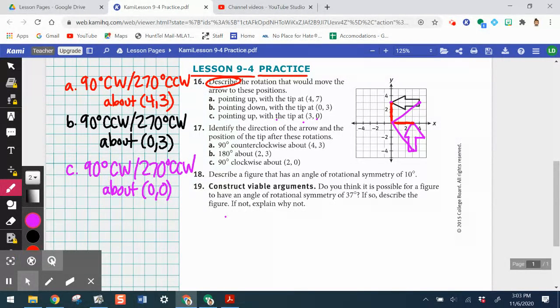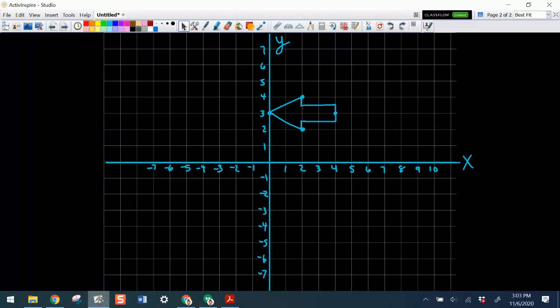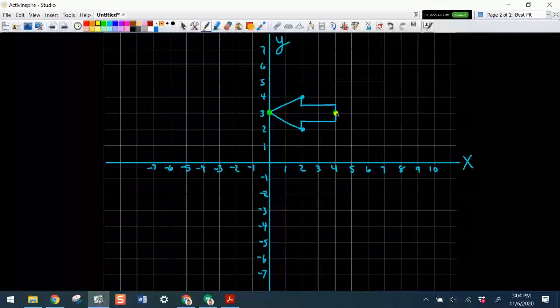So let's hop back to our other screen here. Still the same arrow. But again, what we're really focusing on now is just the tip of the arrow. So we're saying that we're going to rotate this arrow, and primarily this point that we're going to focus on, 90 degrees counterclockwise about this point, which is actually on the back end of our arrow.